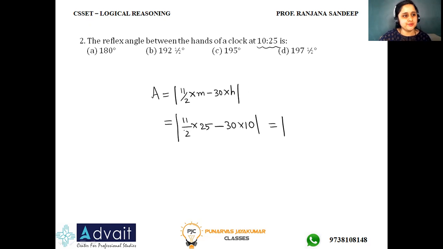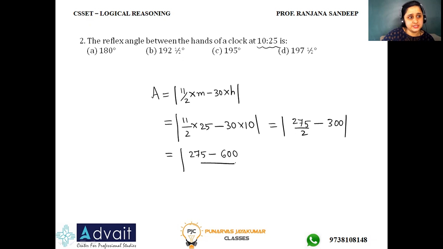Okay, it's all about simplification now. 11 into 25 is 275, correct? 25 ones are 25, 225, yes, 275. So 275 divided by 2 minus 300. So this is equal to modulus 275 minus 600 divided by 2. What is 275 minus 600? Tell me, what is 600 minus 275? Since we have the modulus sign, we can swap these two terms. So 600 minus 275 is 325 by 2, correct?